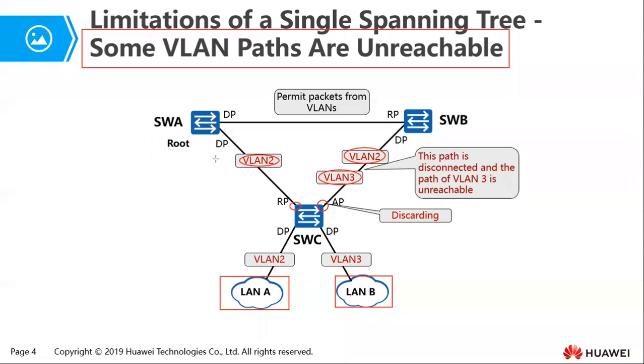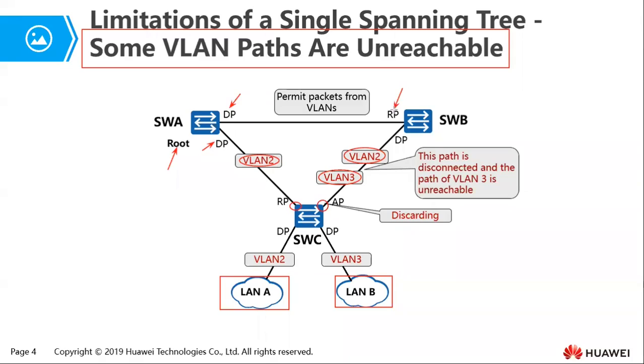But now there's a problem. When RSTP or STP that has been configured here is done, then switch A is elected as the root, and therefore all its ports will be designated ports and they'll be on forwarding state.